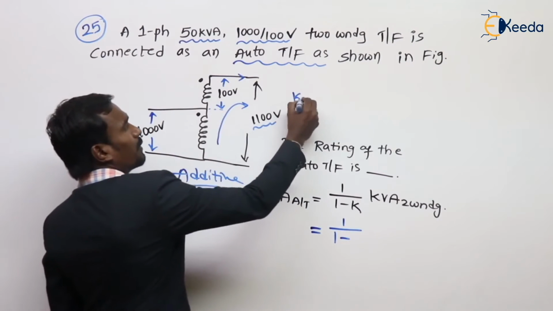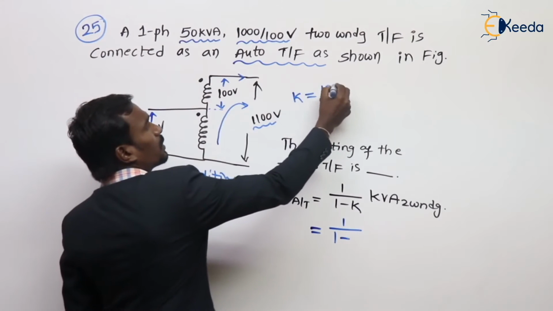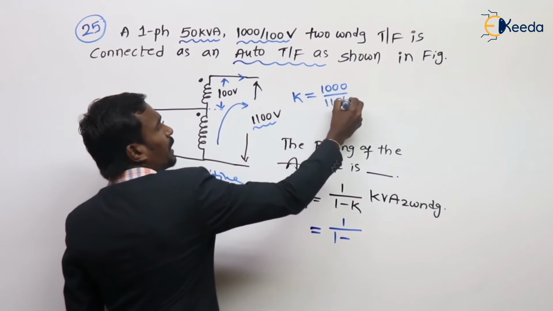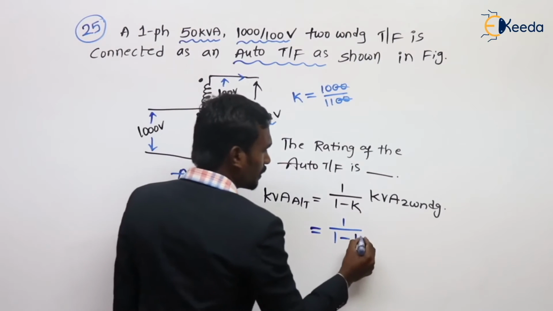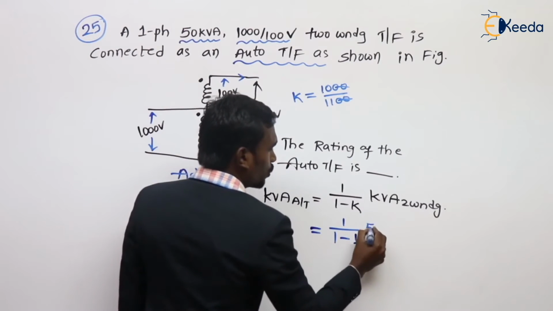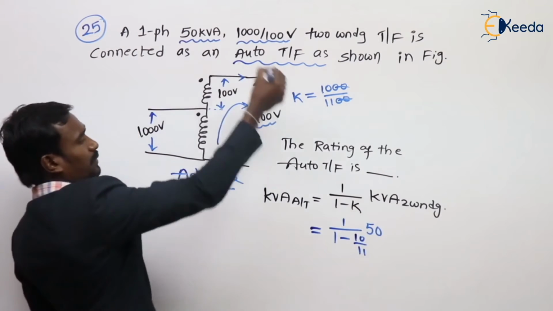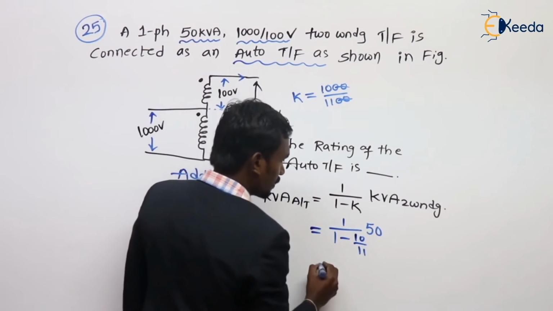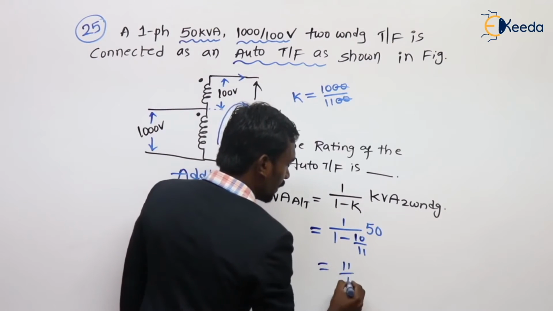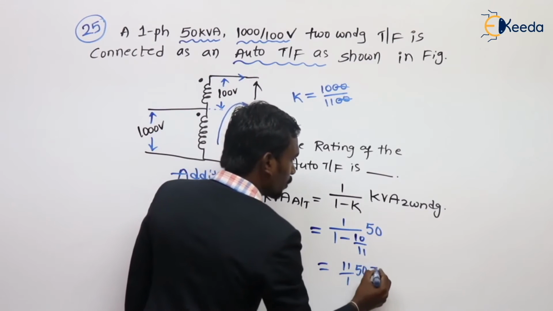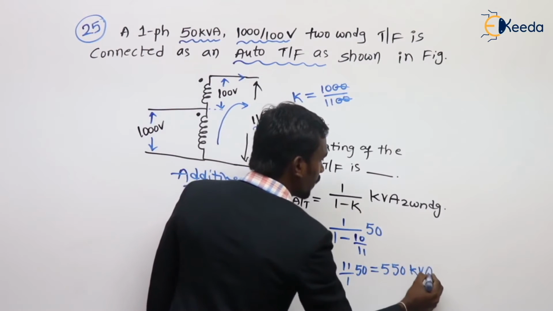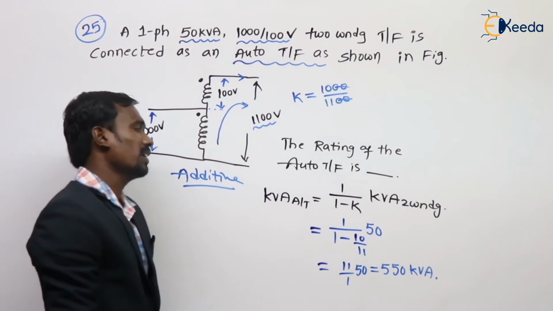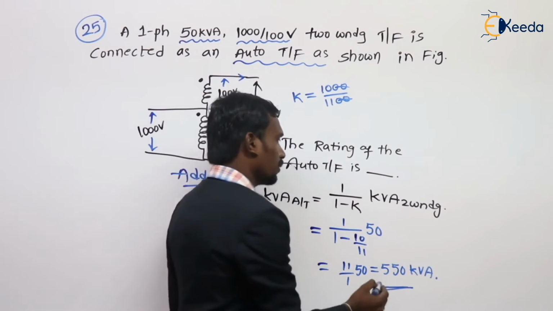What is K for our transformer? K is equal to LV by HV, nothing but 10 by 11. And the two winding transformer KVA rating is 50. So what is the answer? 11 by 1 of 50. So the answer is 550 kVA. This is the rating of the auto transformer.